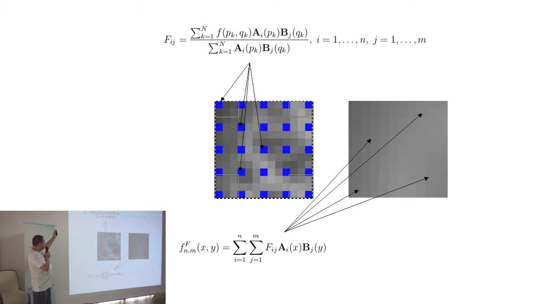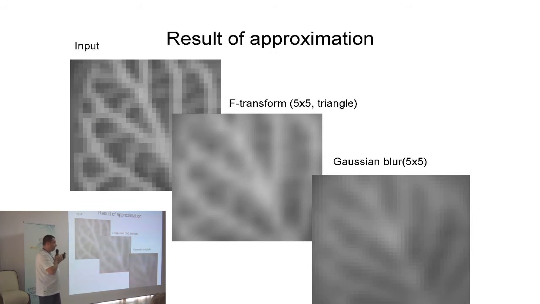For example, on this slide, we can see formulas for calculating F components, and then the formula for returning this component to the decompressed image. We see three images: the input uncompressed image, the F-transformed image, and the Gaussian blur image. What can we see? We can see that Gaussian blur is very similar to F-transform, but there are more details. This is unusable for data compression. You see, the quality is not so good.